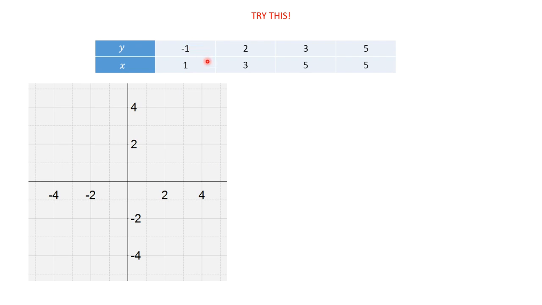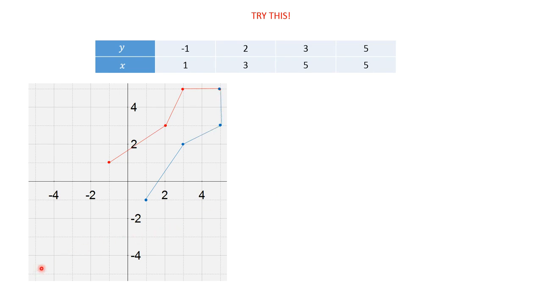This would be x on top, y on bottom. So we have -1, 1, 2, 3, 3, 5, and 5, 5. So we can graph those, and then we can connect the dots. Notice this one doesn't have a nice linear relationship, but that's okay. Connect the dots. Then graph the inverse. So here we're going to have 1, -1, 3, 2, 5, 3, and 5, 5. So we can put the dots there, connect them so we can see the shape a little bit better.